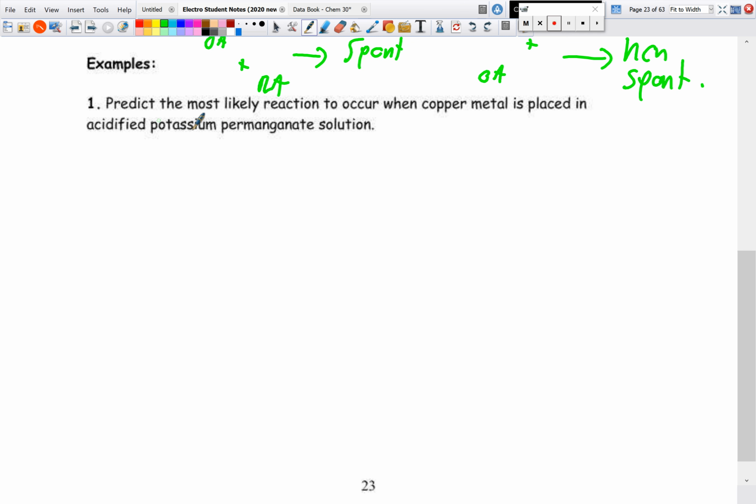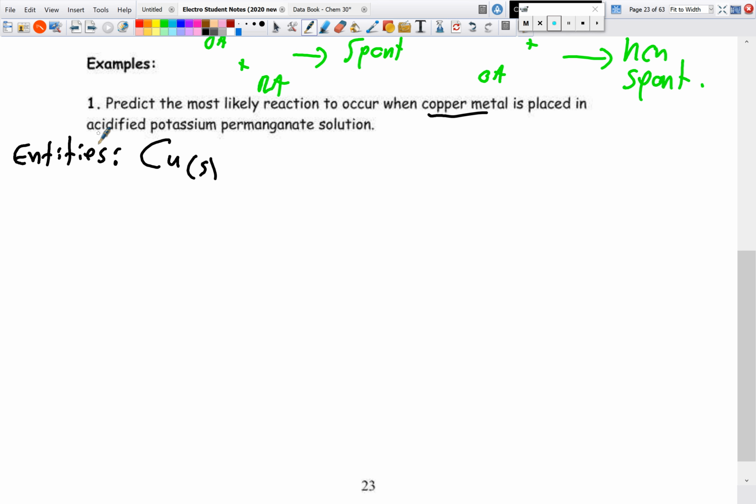So what we have right here is: predict the most likely reaction occurring when copper metal is placed in acidified potassium permanganate solution. So our first step is writing out our entities. Just pay very close attention to the state of matter and, of course, the charge if we're writing it. So our first thing is we have copper metal being placed. Copper metal is not an ion, it's Cu solid.